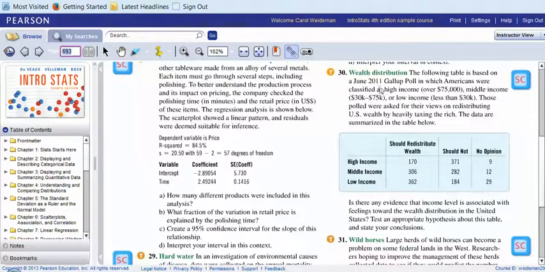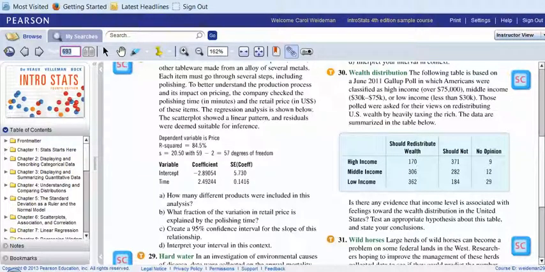The following table is based on a Gallup poll in which Americans were classified by their income, and then they were asked for their views on redistributing the U.S. wealth by heavily taxing the rich, and the data are shown in this table. Is there any evidence that income level is associated with feelings toward the wealth redistribution in the U.S.?